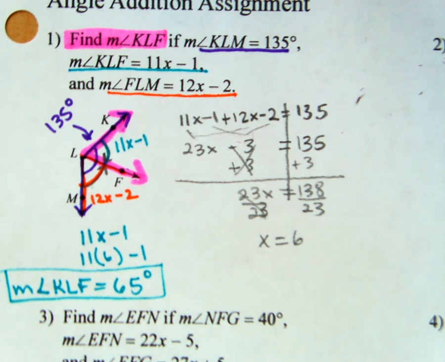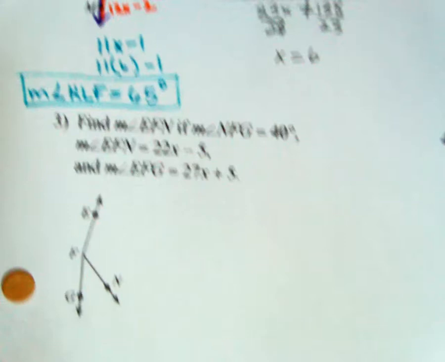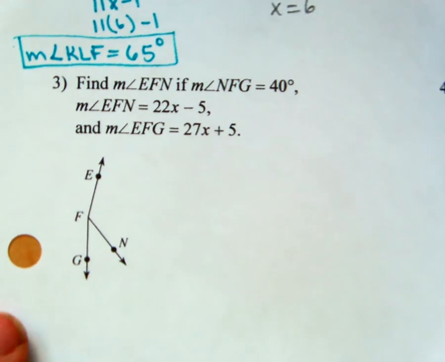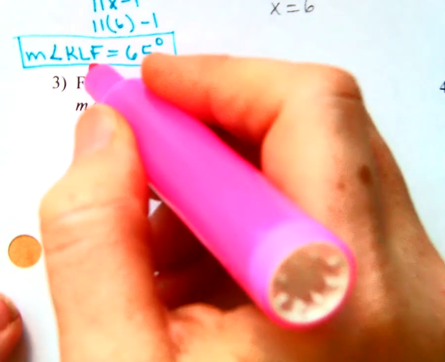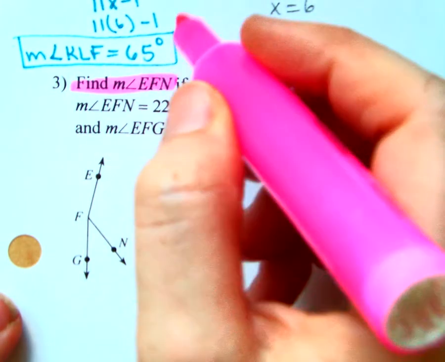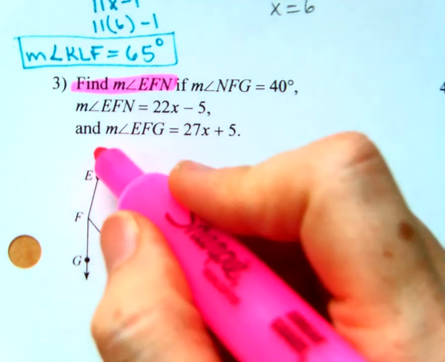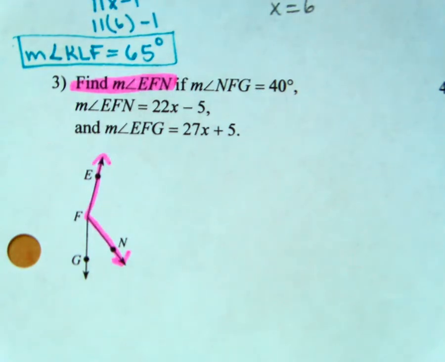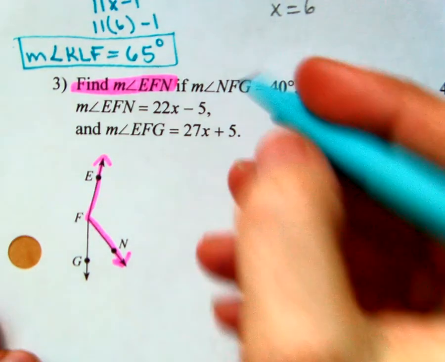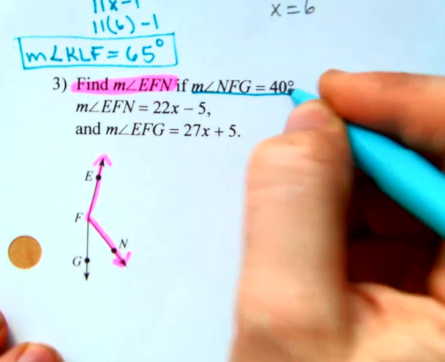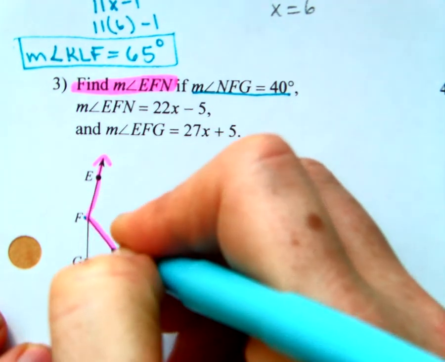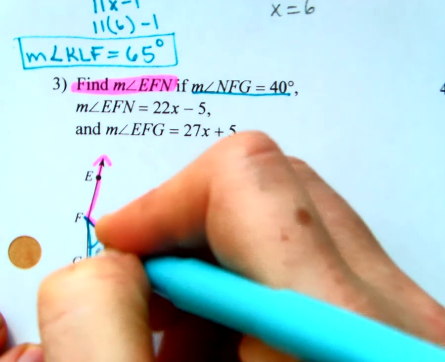Okay. Moving on. Remember I'm doing the odds here, so I'm going to go straight down. I'm going to find EFN. So EFN is what I'm looking for here. All right, so let's see what I've got. I've got NFG. NFG is 40. So that's this NFG is 40.